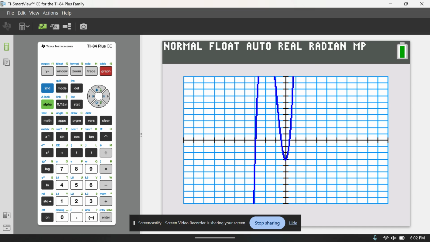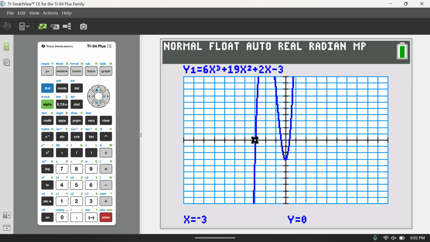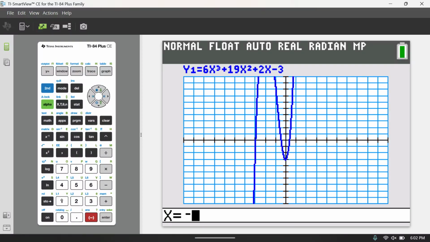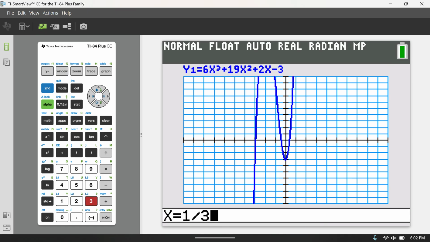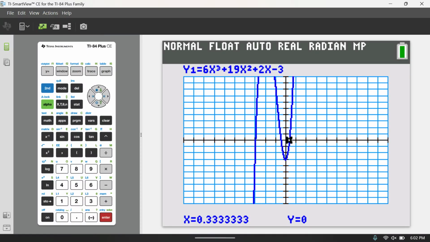And if you hit trace on those, if you hit trace negative 3, that's that spot. Right here's the negative 1/2. Negative 1 divided by 2. Boom. There's my y equals 0. That's a 0. Then 1/3. 1 divided by 3. Boom. There's 1/3 as a decimal. There's the 0 in the y. So by factoring, we're able to find those places it's crossing the x-axis.